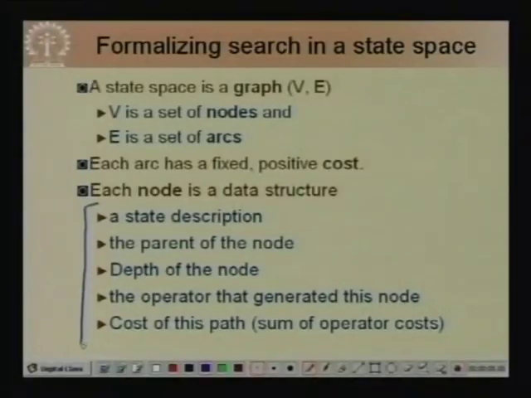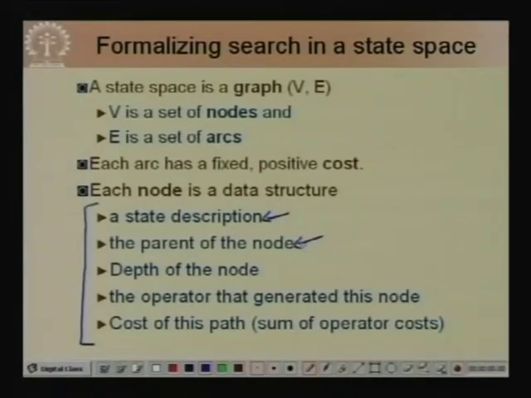This is very important. Every node data structure will contain the description of the state, the parent of the node. We see that keeping information about the parent is very important if we have to retrace the solution. So when we get a goal node, in many cases we need to output the solution by which this state was obtained. So to find the solution, we need to keep track of the parent of each node. For some algorithms, we may need to keep track of the depth of the node.